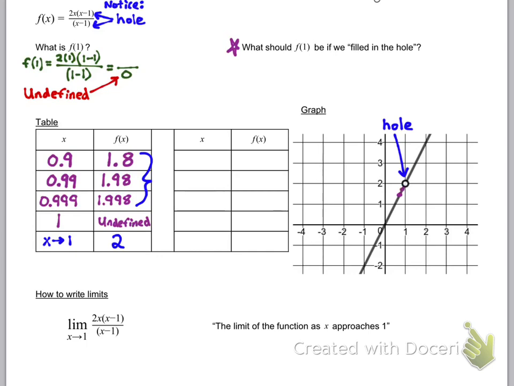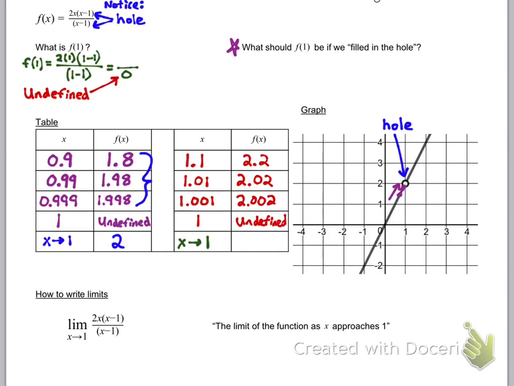On the other side, and notice as I'm plotting these here, the points get closer and closer to (1, 2). This is, of course, approaching from the left side, going right, as we get closer to the hole. On the other side, we could plug in numbers such as 1.1, which would give you 2.2, 1.01, which would give you 2.02, and 1.001, which would give you 2.002. Notice these numbers are also getting closer to 2, but from the other side. So again, even though you plug in 1 and that's undefined, we can say what happens as x approaches 1.